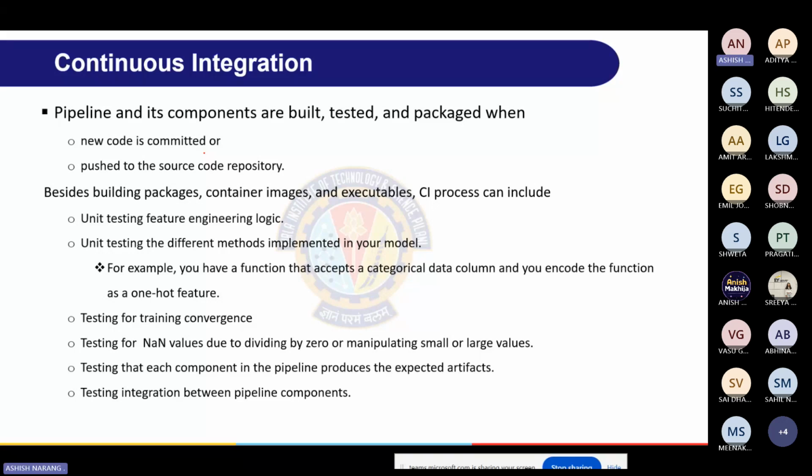So it's not only about the code, it also includes testing new features, feature engineering testing. If the categorical data is not encoded correctly, prediction quality may suffer. So all these things are considered, right? You need to test for training convergence. You need to test for NaN values. These are all the conditions that may occur: NaN values due to dividing by 0 or manipulating small or large values. Testing that each component in the pipeline produces the expected artifact. Testing the integration between the pipeline components. So continuous integration checks all these automatically.